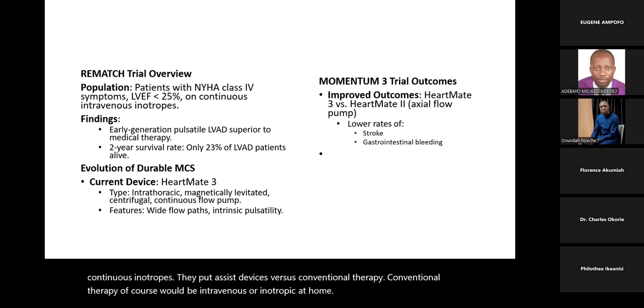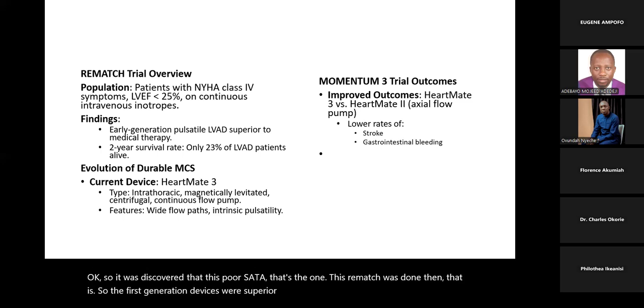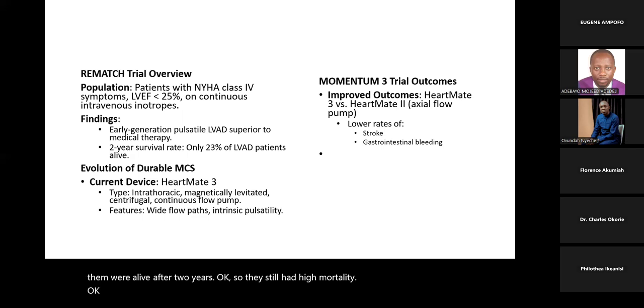So it was discovered, with these pulsatile devices, that the first generation devices were superior to medical therapy. Although the patients didn't live long after, they would have died anyway from progressive pump failure. But 23% of them were alive after 2 years. So they still had high mortality, but it was far superior to medical therapy.